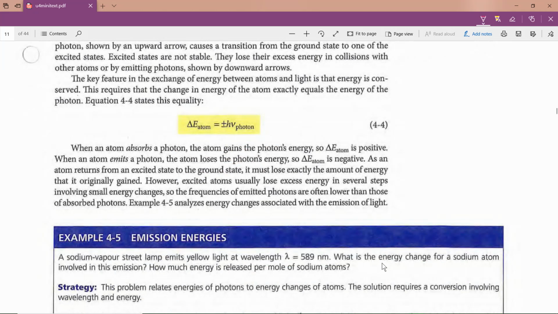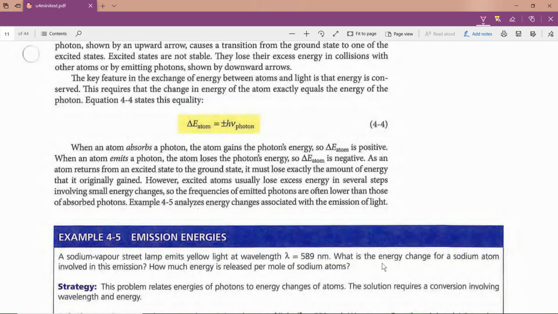The key feature, which I've already mentioned, in the exchange of energy between atoms and light, that's what spectroscopy is, the interaction of atoms and light, is that energy is conserved. This requires that the change in energy of the atom exactly equals the energy of the photon. So delta E of the atom is plus or minus h nu of the photon that came in, plus if it's absorption, minus if it's emission. Okay? Sometimes the energy can be lost in a series of steps. The total amount of energy lost, you just add up the energy in each one.